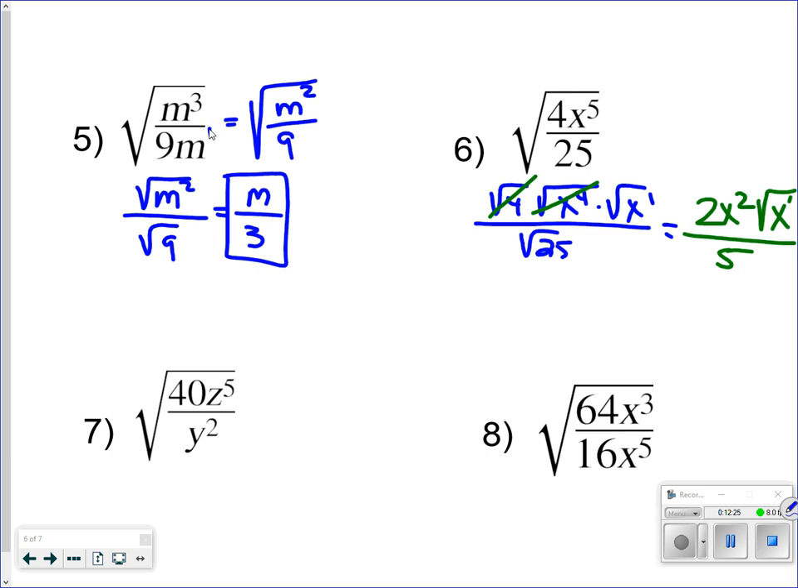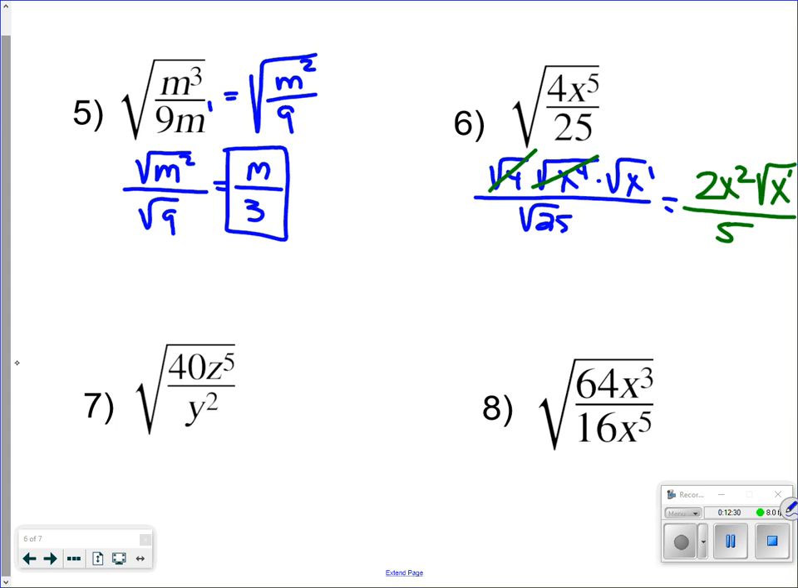Number 7. Square root of 40z to the fifth over y to the second. All right, we'll have to do a little breaking apart again. 40 is not a perfect square on our list. So the biggest thing we could think of that goes into 40 would be 4. 4, 10. Z to the fifth, again, that's an odd power.